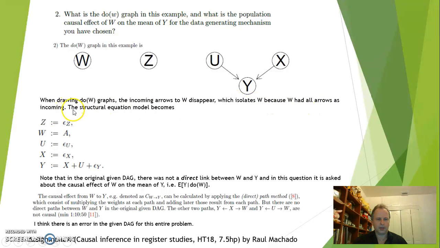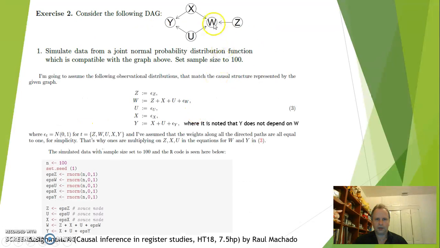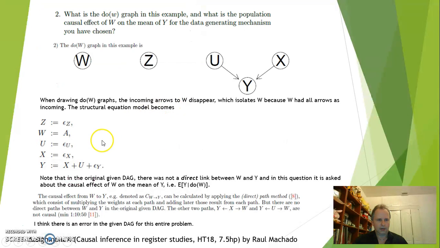There's something very strange with this graph because there's no direct link here. If you're going to do causal effects, the effect of W on Y should have a direct link. I'll talk about that later on. Note that in the original given DAG, there's no direct link between W and Y. And in this question, it is asked about the causal effect on the mean of Y. The causal effect of, for instance, a hypothetical W on Y is denoted by this.